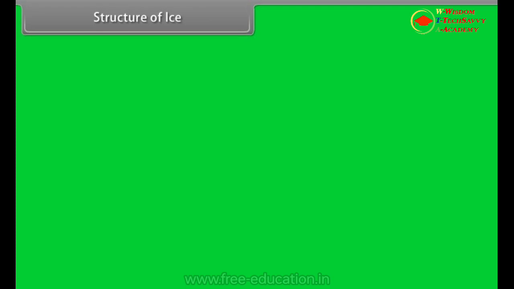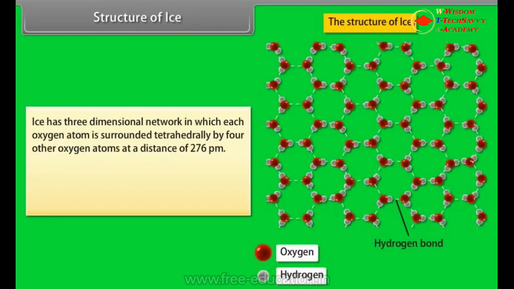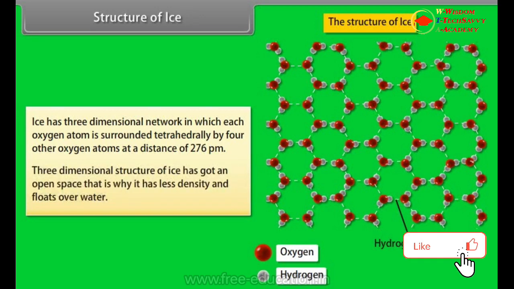Structure of ice. Ice has 3-dimensional network in which each oxygen atom is surrounded tetrahedrally by 4 other oxygen atoms at a distance of 276 picometer. 3-dimensional structure of ice has got an open space, that is why it has less density and floats over water.